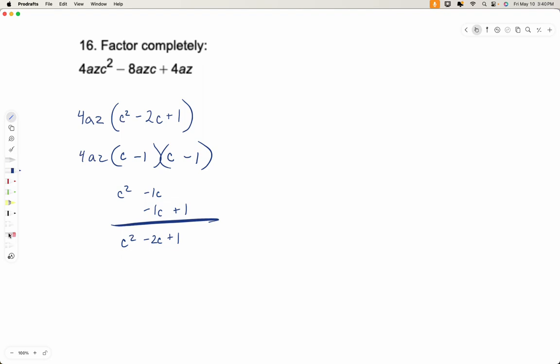So I know I factored that correctly because I checked by multiplying it. I checked my work to make sure I had it right. So this is what you would put in for the factors: 4AZ, C minus 1, C minus 1, and these two can be in parentheses.